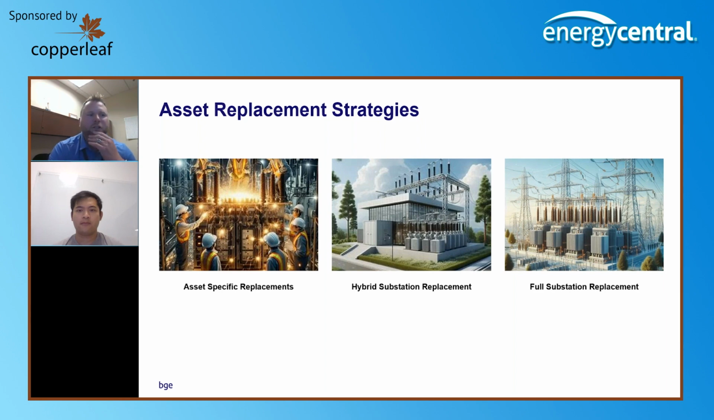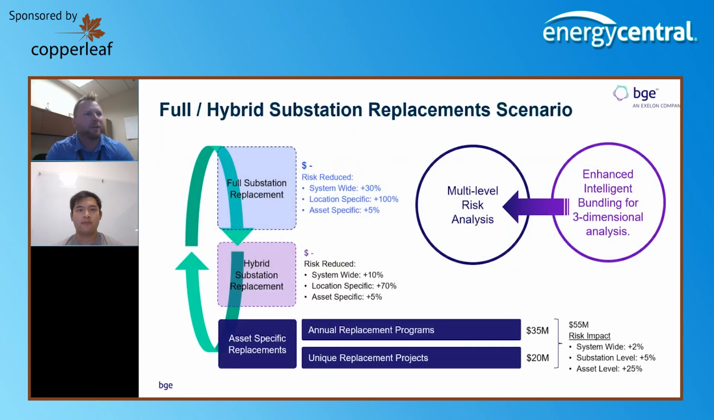And so the next slide shows a little bit about how we're doing that in Copperleaf, in an illustrative fashion. What we're talking about here is where we are today, where we have asset-specific replacements. Some of those are standalone projects. Typically, we do that on the transmission side when they're big enough, and then we have annual replacement programs, and the budget I manage is split between those two things.